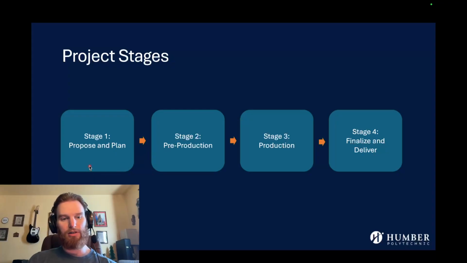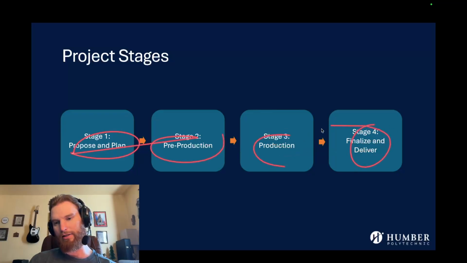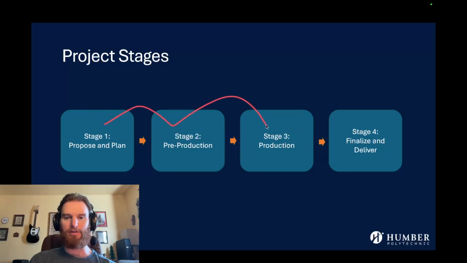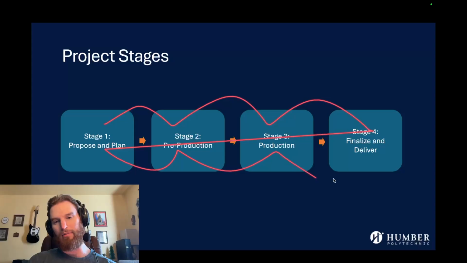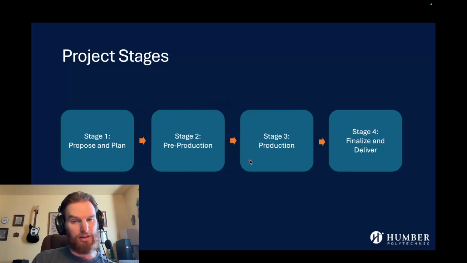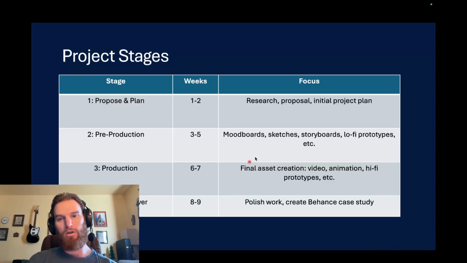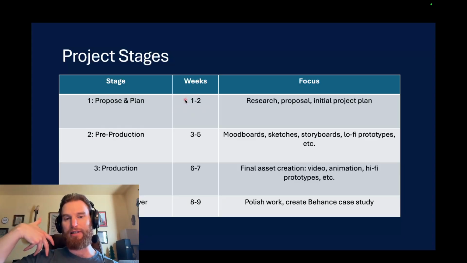The stages, just like last time, stage 1, 2, 3, and 4: propose and plan, pre-production, production, finalize and deliver. You should have a good sense of each of these stages by now, what is expected of them, and what you will do during those stages. You can see here the stages broken down as well as the weeks you'll be working on them. So for stage 1, weeks 1 and 2, you'll have 2 weeks there to really iron down what your project is going to be, get your plan very detailed and very well set.